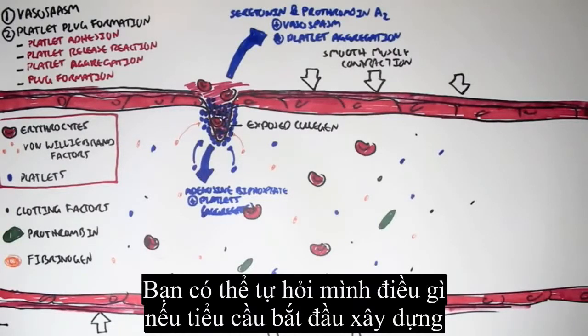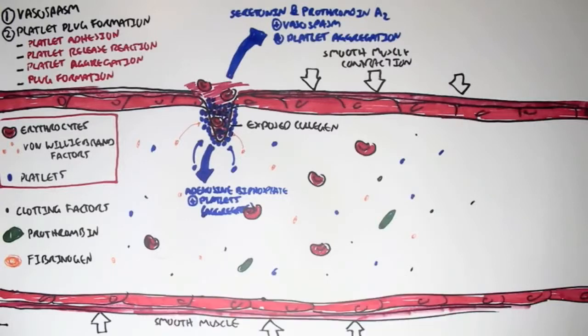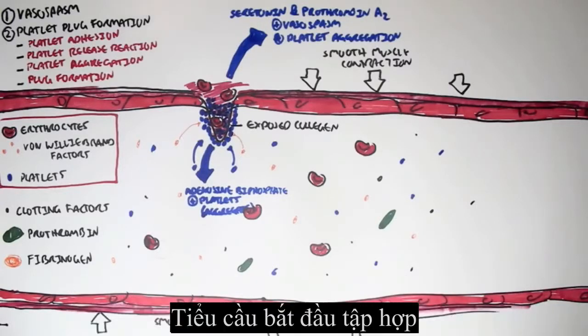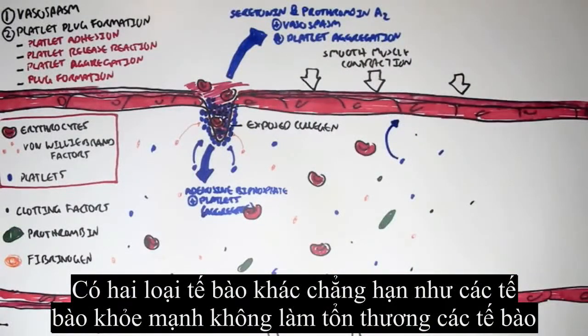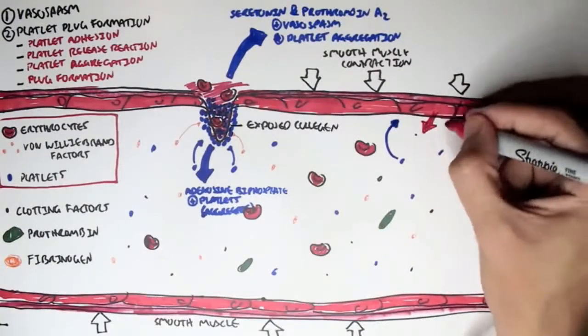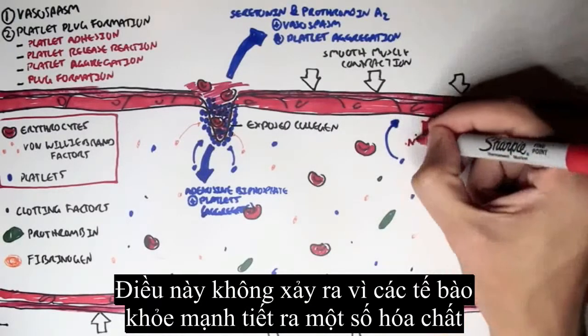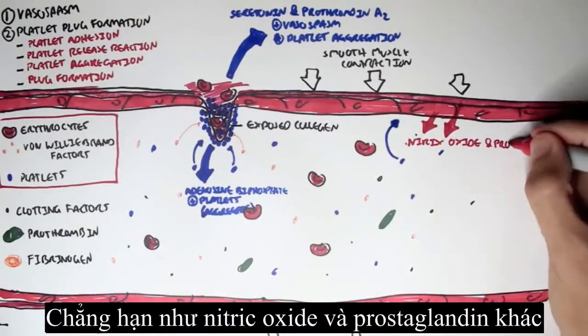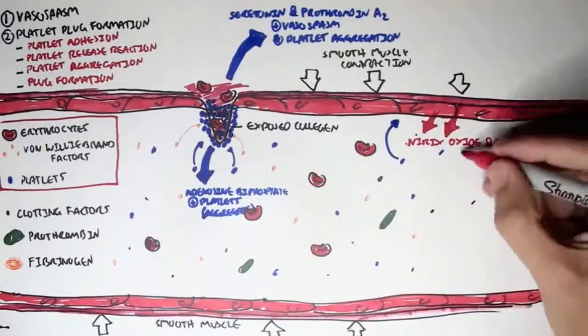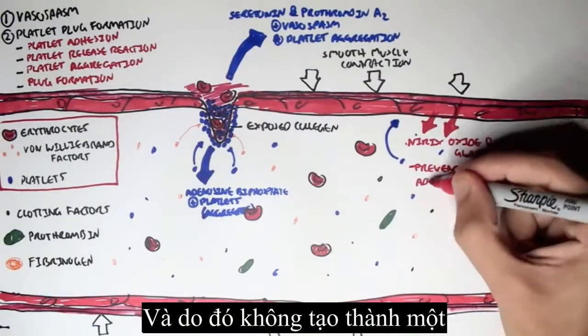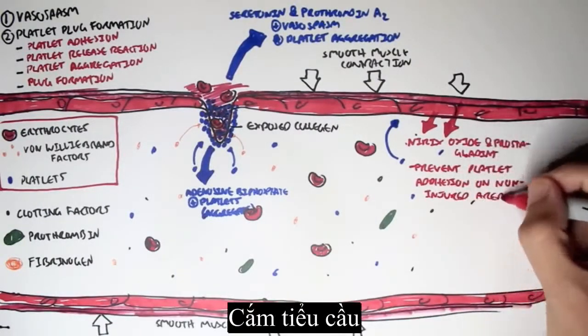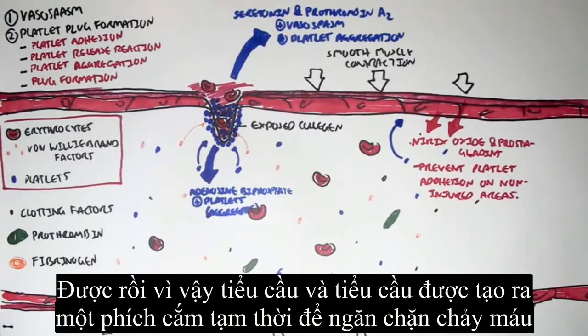But you might ask yourself, what if the platelets start building up to make a massive clump, and then platelets begin aggregating to other types of cells, such as the healthy cells, the non-injured cells? Well, this does not happen because the healthy cells secrete some chemicals, such as nitric oxide and other prostaglandins, and this will prevent platelets from adhering to those healthy cells, and so does not form a platelet plug of any sort. Okay, so the platelets and thrombocytes created a temporary plug to stop the bleeding.